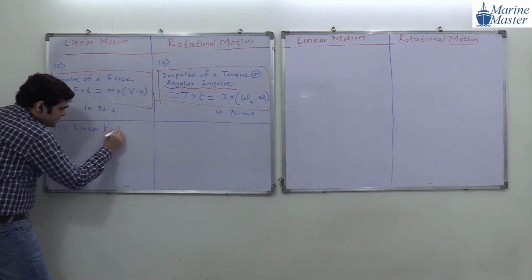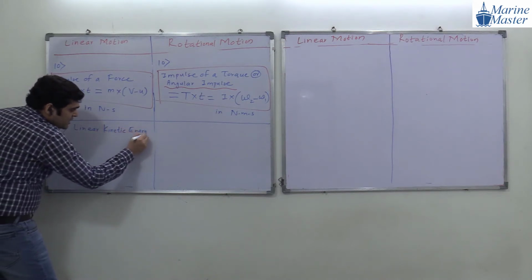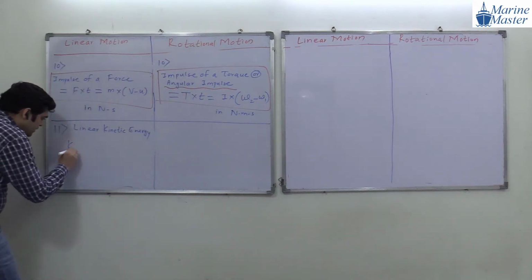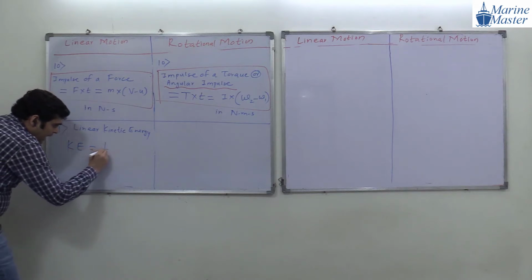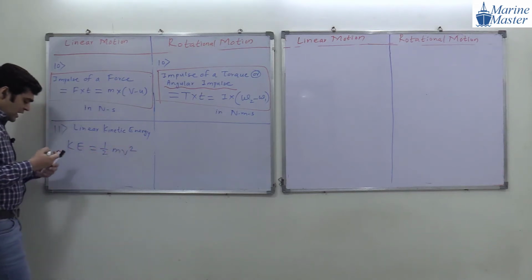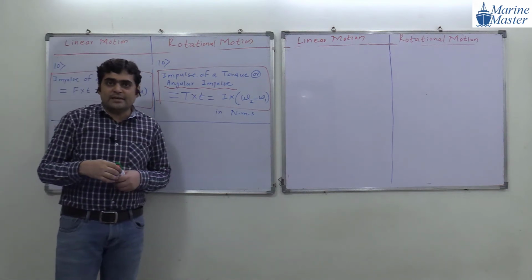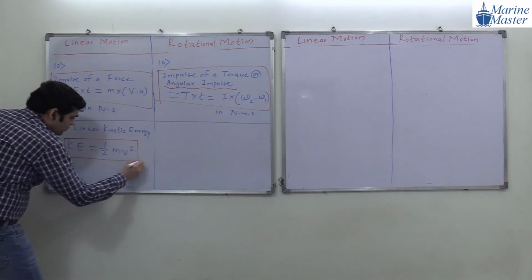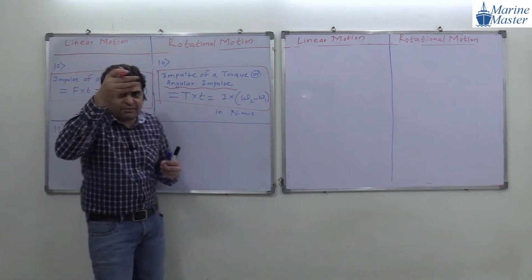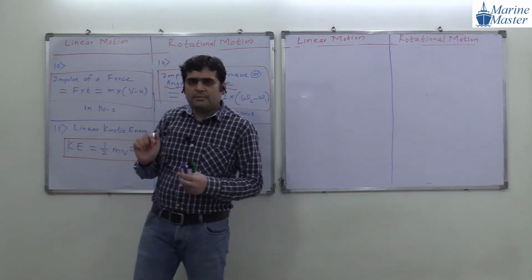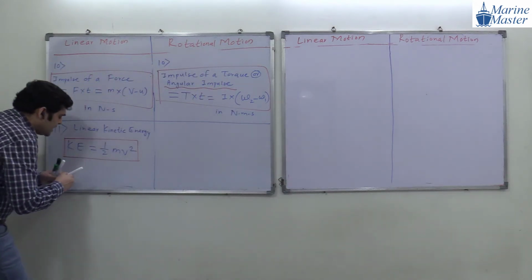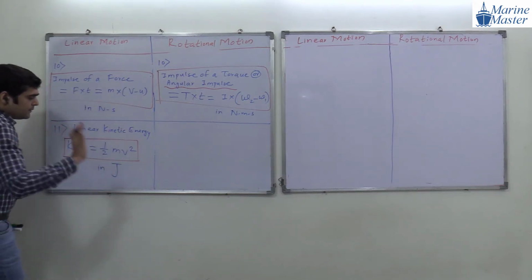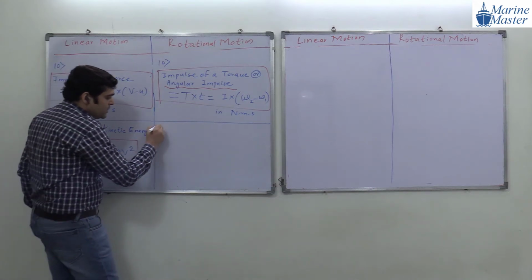Linear kinetic energy. So what is the expression we have studied there? Kinetic energy is equal to half mv square. Okay, that is the expression. This expression is very important. It is useful in heat also, it can be useful anywhere. Half mv square is a very basic expression. And what is its unit? Energy unit is joule. Not joules, only joule. So linear kinetic energy is the 11th point here.